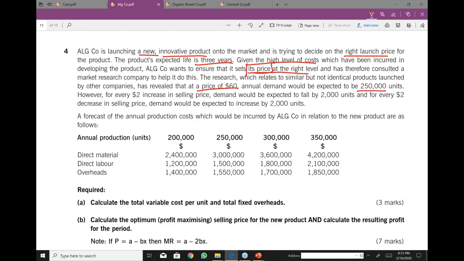So this information is one that relates to the other similar product through which you are understanding what you have to do.